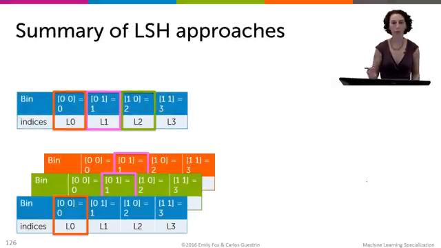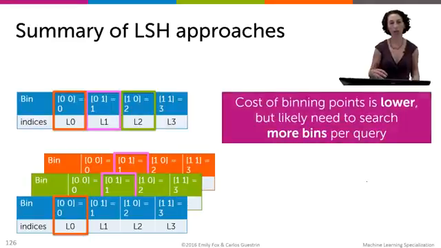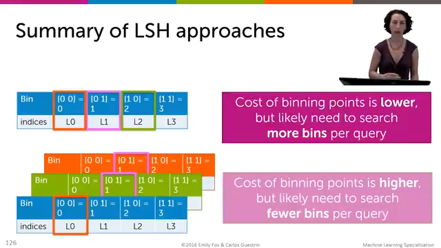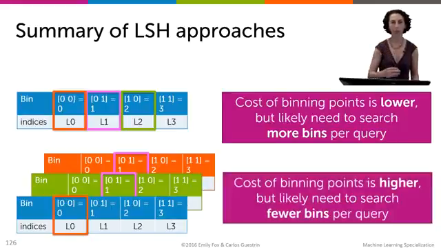To summarize, what we've shown in this optional video is that when we think about searching multiple bins within a single hash table, the cost of binning the points is lower. You only have to form one hash table, but typically you have to search more bins to get the same quality approximation as if you performed multiple binnings of points. So look at multiple hash tables, which costs more. You have to create all of these different hash tables, but it tends to provide a better approximation for our nearest neighbor search.